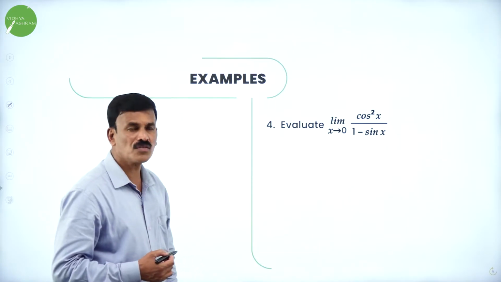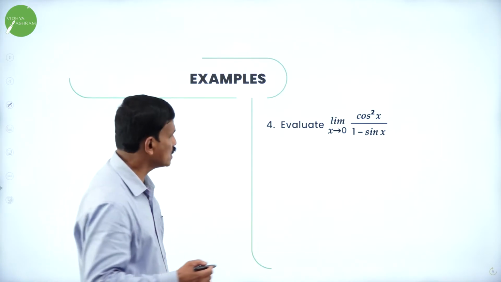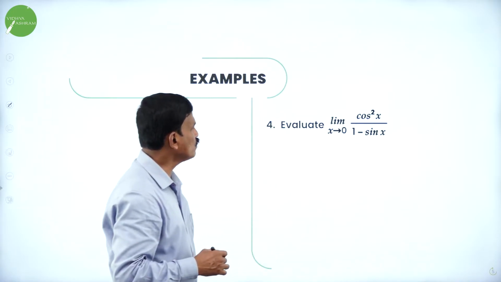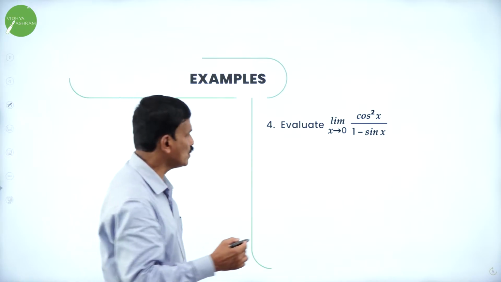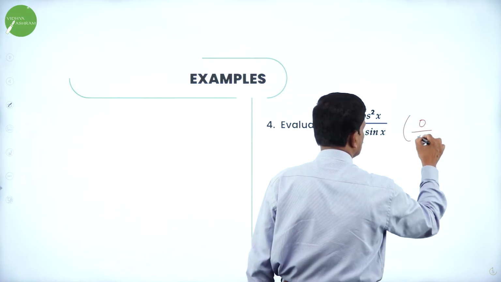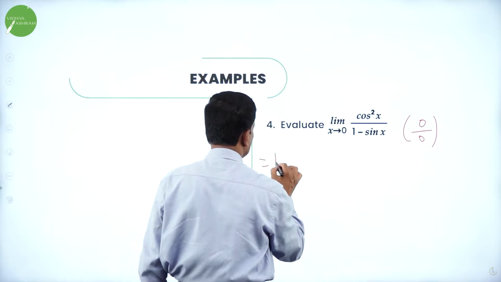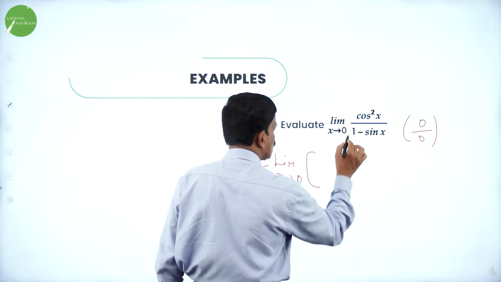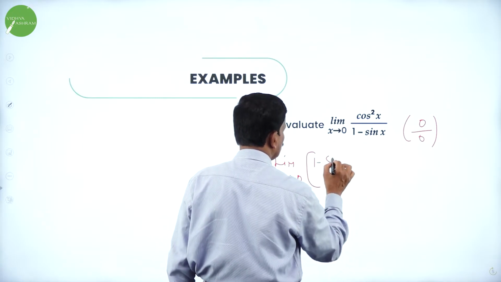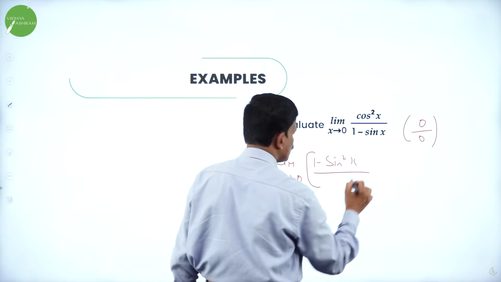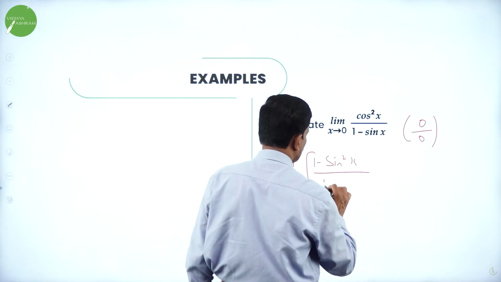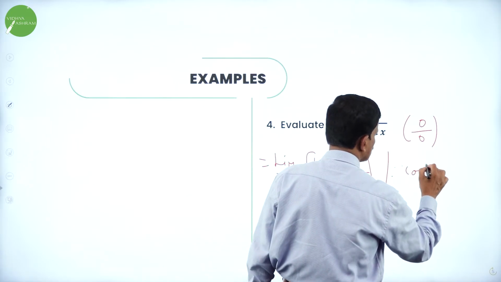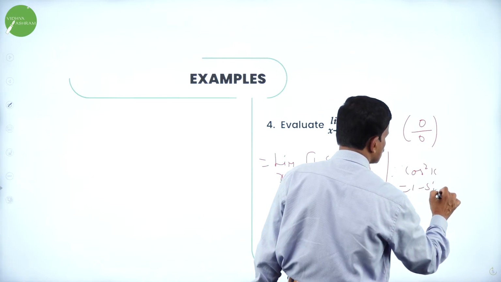Limit x tends to 0 of cos square x divided by 1 minus sin x. Now if you put x is equal to 0, then what happens? Sin 0 is 0, cos 0 is 1. We will get 0 by 0, which is an indeterminate form. So this limit can be written as limit x tends to 0 of cos square x, which can also be written as 1 minus sin square x, divided by the denominator 1 minus sin x as it is, since cos square x is also equal to 1 minus sin square x.